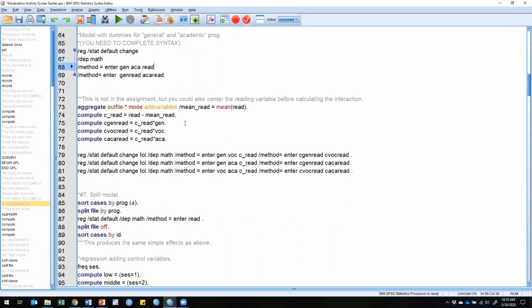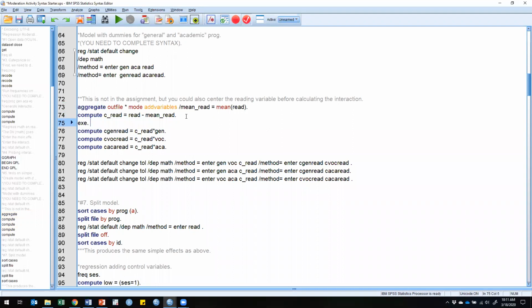So what we might do then is just center our continuous variable, reading score. And we can do this with an aggregate command. So we're going to aggregate and just add variables. We're going to add the mean of the reading variable to the data set, mean read. And then we're going to create a centered reading variable. That's what I have here, the C underscore read. It's just the reading variable minus the average reading score. So let's just run this and you can kind of see what's happening here.